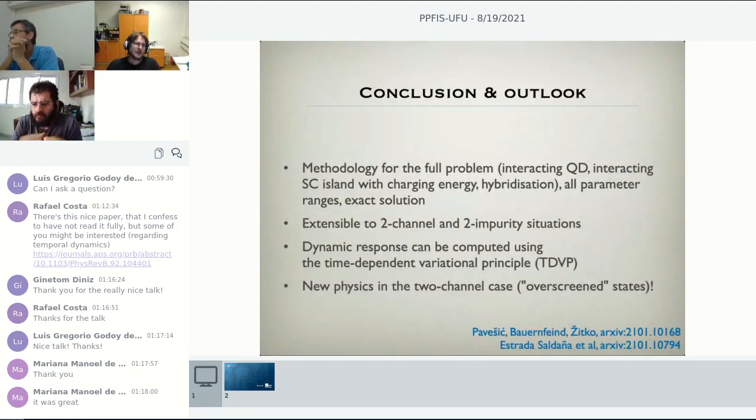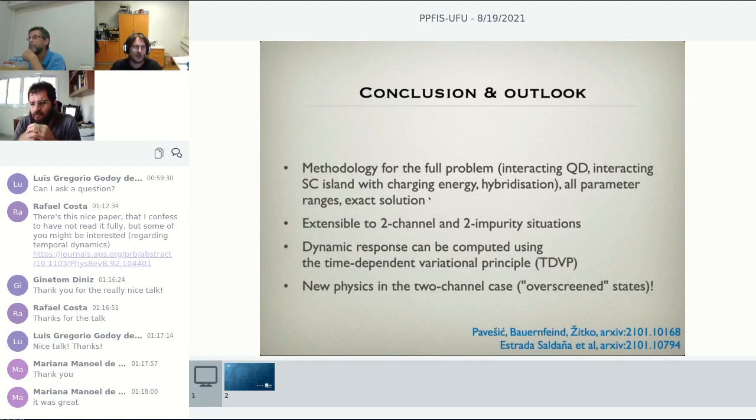Basically the main message is that now we have the methodology to study the full problem of this type. So problems where we have an interacting quantum dot, an interacting superconducting island with finite charging energy, and we are able to take the hybridization into account without any approximation. So this allows us to also incorporate all of the physics of the exchange interactions, including the Kondo screening and all of the different super exchange interactions. And the method works in all parameter ranges and is essentially exact. I mean, exact for a given problem size.